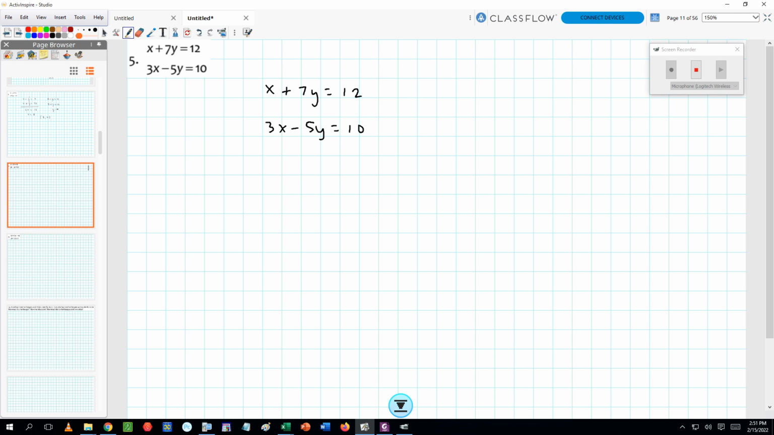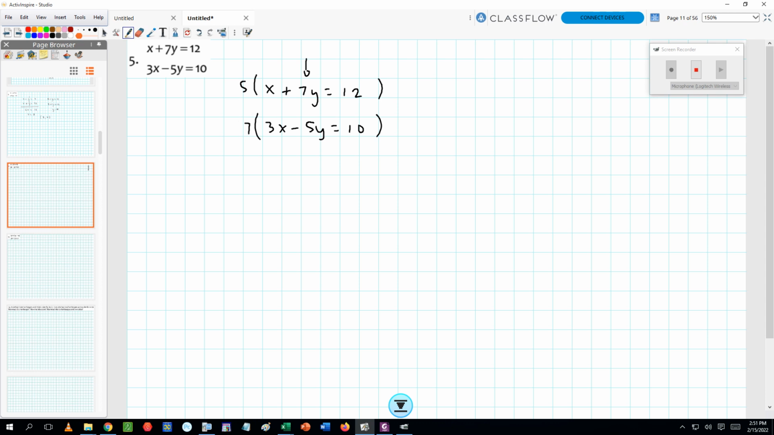I usually get rid of the y's. So what I'm going to do is I'm going to try to get the same number here and down here, and that number will be 35. 5 and 7 both go into 35. I'm going to multiply the top equation by 5 and the bottom equation by 7.